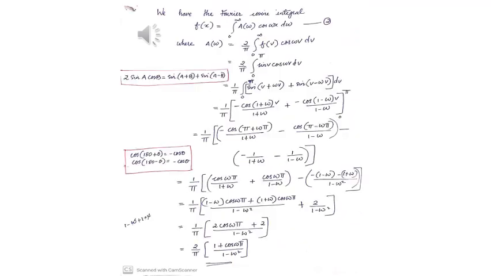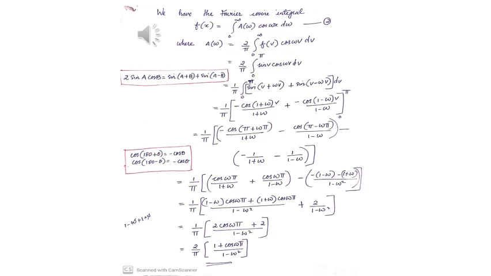Now, after finding the Fourier sine integral of the function sin v, let us do the Fourier cosine integral of the function sin v. So, we have the formula f of x is equal to integral 0 to infinity A of omega cos omega x d omega, where A of omega is equal to 2 by pi integral 0 to infinity f of v cos omega v dv. Now, instead of f of v, substitute sin v. So, it is sin v cos omega v dv.